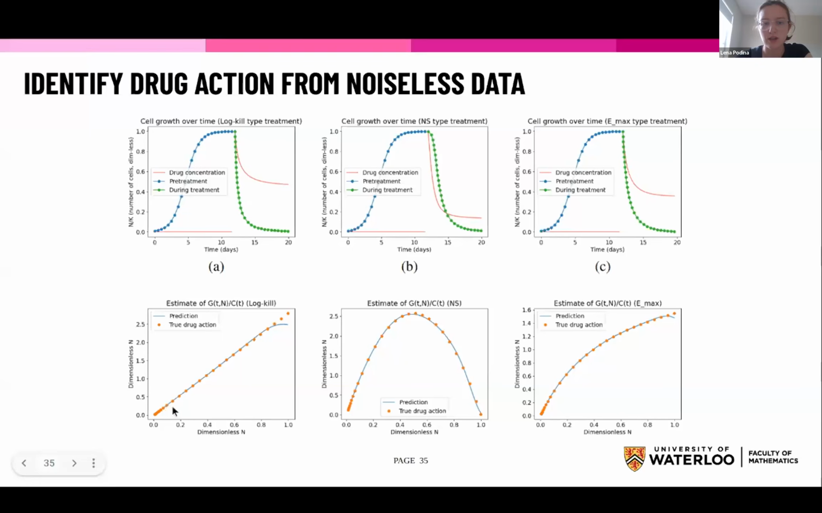There's a bit of an issue fitting the higher numbers of cells, just from over here where the slope is really high. But overall, it does a really good job.